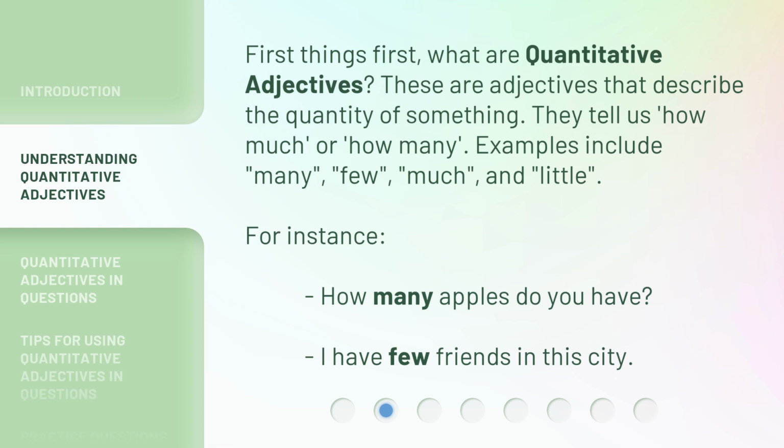First things first, what are quantitative adjectives? These are adjectives that describe the quantity of something. They tell us how much or how many. Examples include many, few, much, and little. For instance, how many apples do you have? I have few friends in this city.